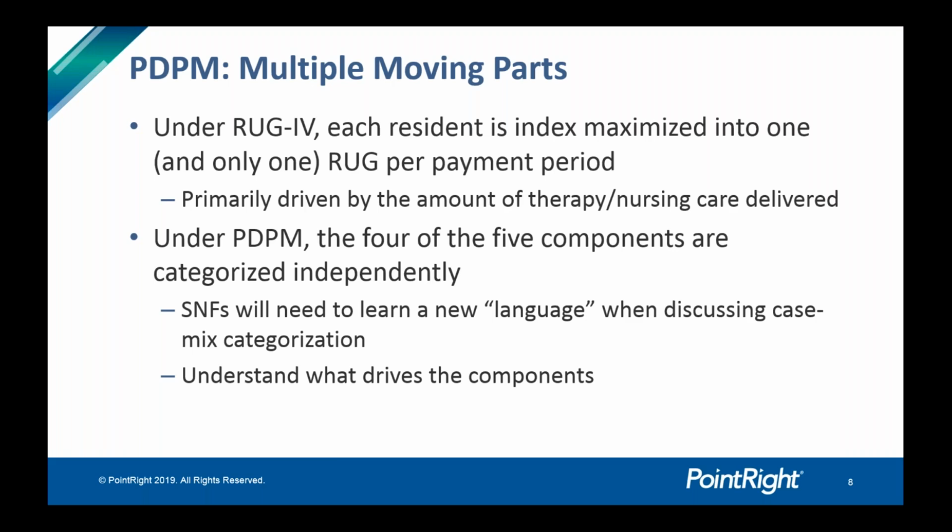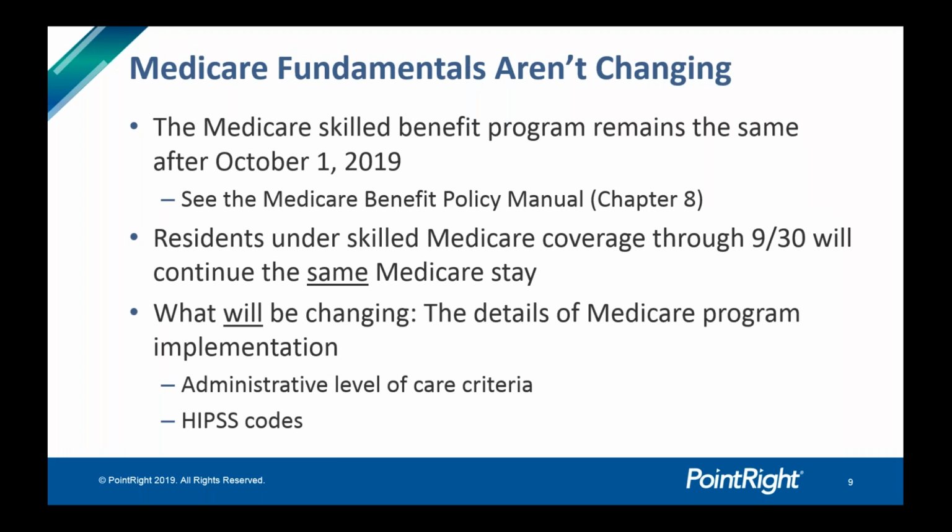So you will need to learn a new way to speak about case mix categorization, and that requires a good understanding of what the components are and what is driving them. But fundamentally, the floor that everything is built on is not changing. So the Medicare Part A skilled benefit program for SNF skilled services is going to be exactly the same after October 1st. And the rule book is still going to be the Medicare Benefit Policy Manual. Chapter 8 is where you'll see all the details for skilled SNF services.